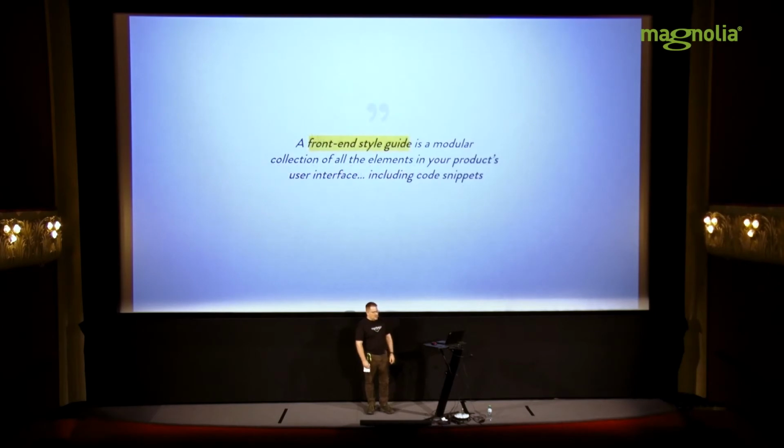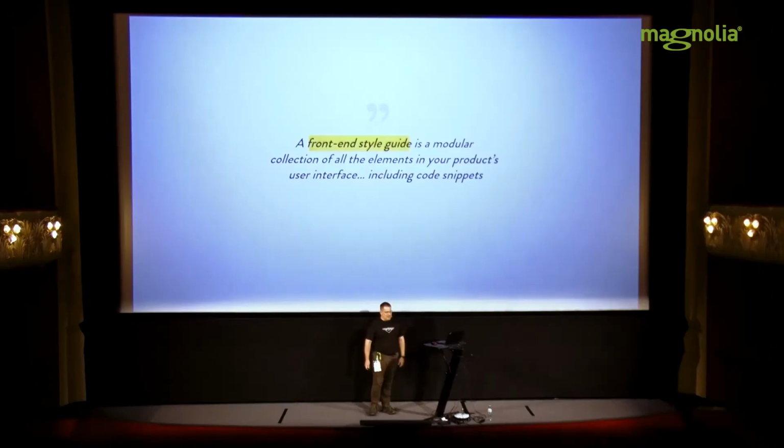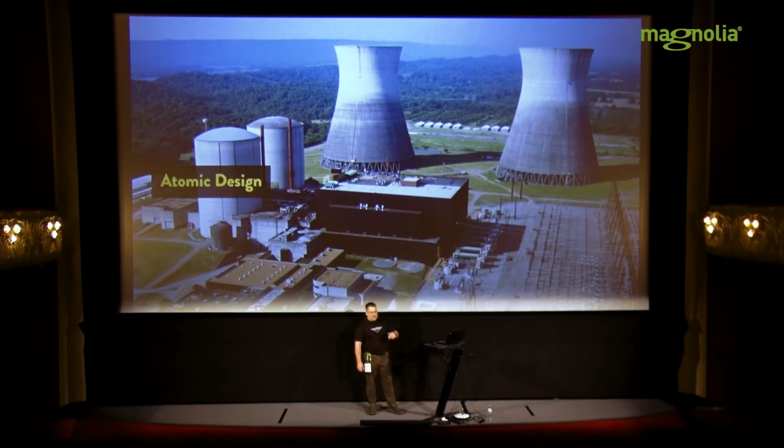Okay, for all of those not knowing what a front-end style guide is, just a quick repetition. It's a modular collection of all your elements in your user interface, and it's not that big Word document anymore. It's now something including code snippets. So that's what the style guide is today. And now let's talk about atomic design. Sounds scary, right? But it isn't.